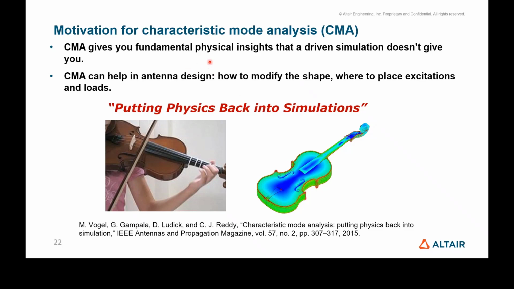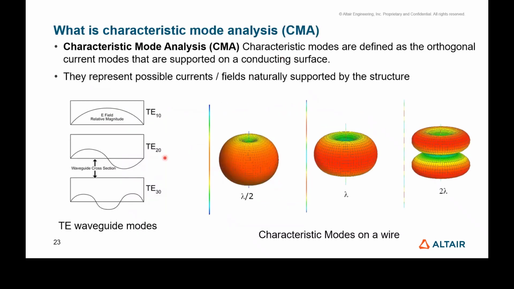But CMA actually gives you physical insights into a structure without driving it. That means without any excitation. You can look at it and say what kind of electromagnetic modes the structure can support. For example, you can think of them as, if you think of the waveguide, you have TE10 mode, TE20 mode. Of course, it's not the same as what we're talking about here, but this is for open structures, like a wire, for example. This is the first mode, and the second mode, and third mode.